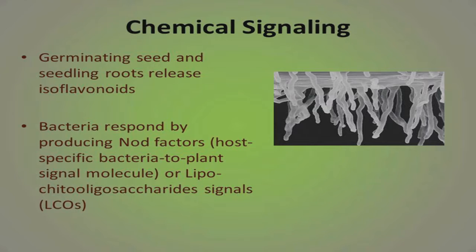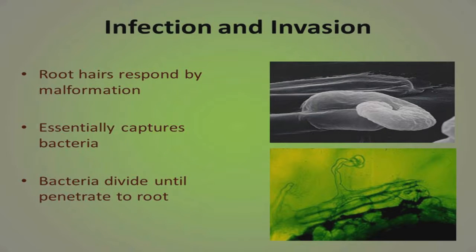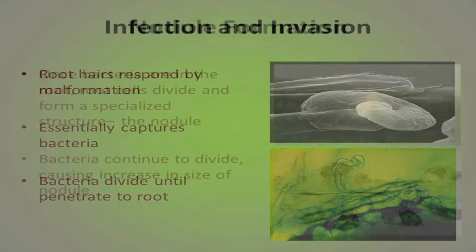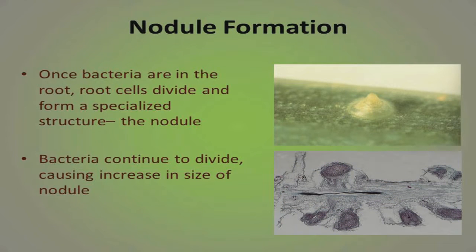And then the roots will respond by wrapping around that bacteria, which captures it within that root hair. Then the bacteria starts to divide until the point that it penetrates that root hair, and then a small nodule is formed. Once this nodule is formed, the bacteria continue to divide, and then we have a large nodule that will be available to fix nitrogen from the atmosphere.